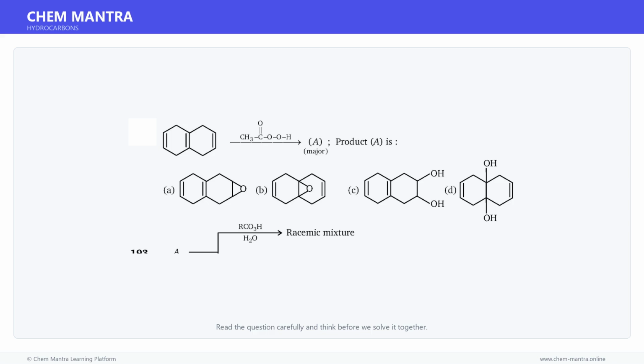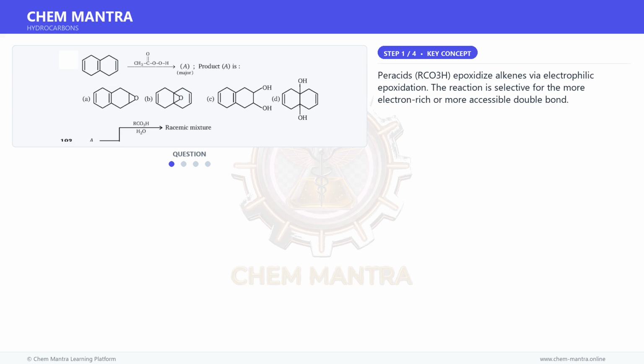Here is a question. Read it carefully and think about the answer. Let us solve it step by step. Let us first understand the key concept here. Peracids, RCO3H, epoxidize alkenes via electrophilic epoxidation. The reaction is selective for the more electron-rich or more accessible double bond.